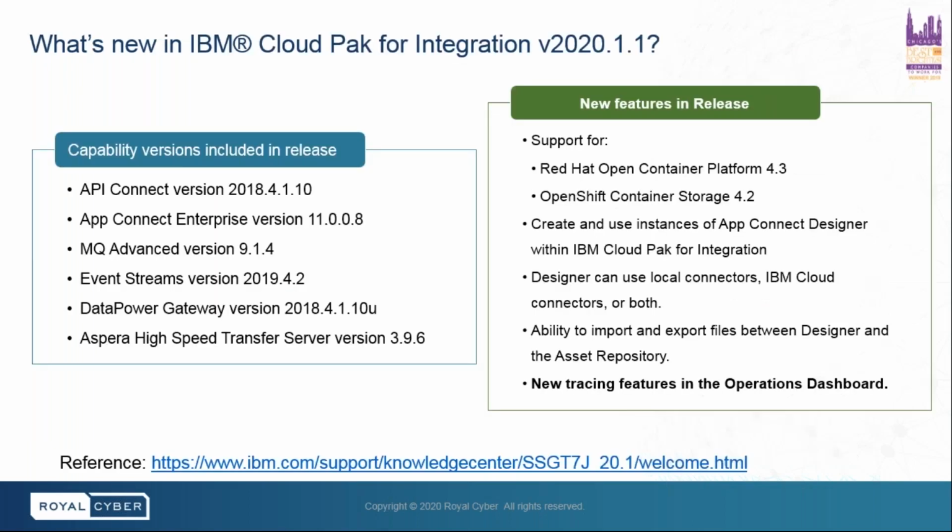So now let's discuss the latest release of IBM Cloud Pak for Integration, which is version 2020.1.1. The new features in this release are Red Hat OpenShift Container Platform 4.3 and OpenShift Container Storage 4.2. It creates and uses instances of App Connect Designer within IBM Cloud Pak for Integration. And the designer can use local connectors, IBM Cloud connectors, or both. It has the ability to import and export files between Designer and the Asset Repository.